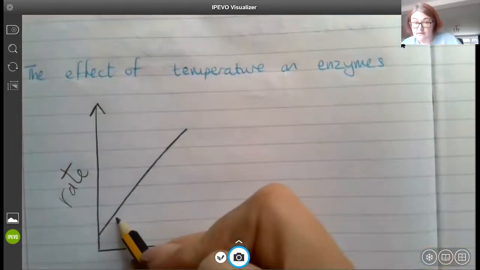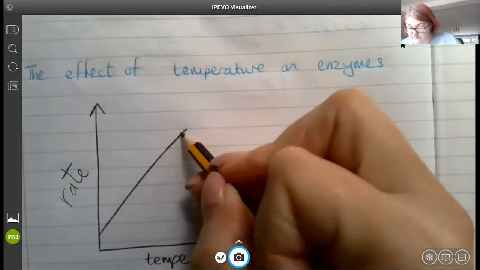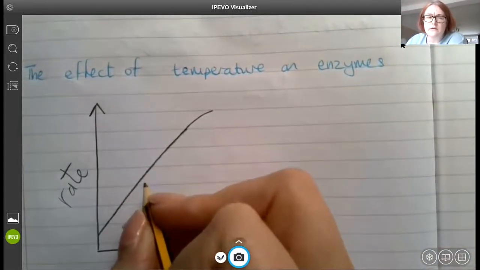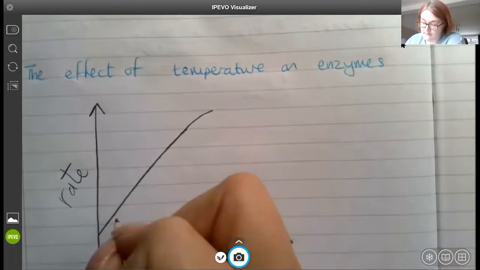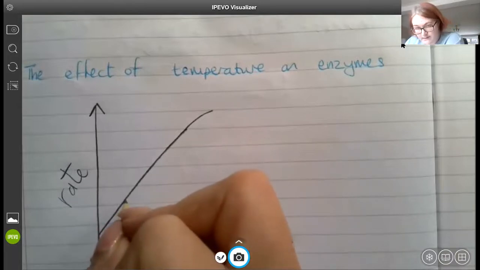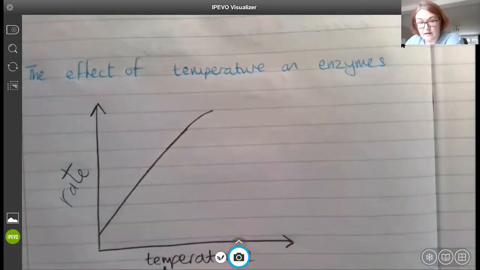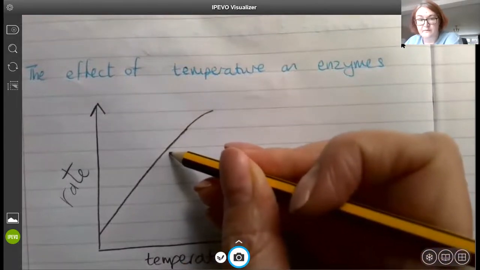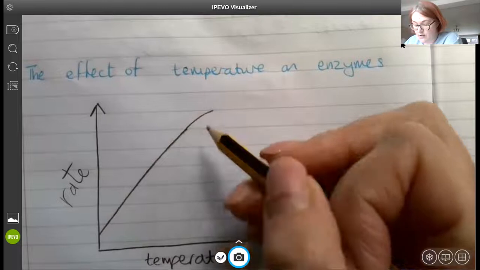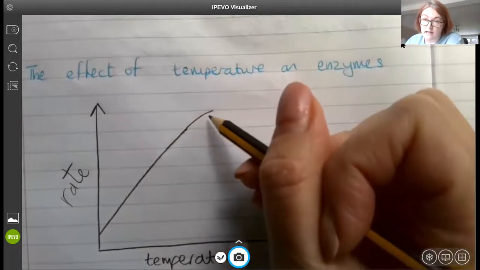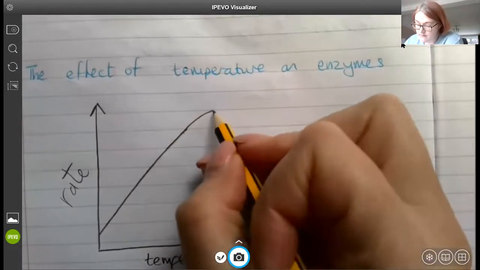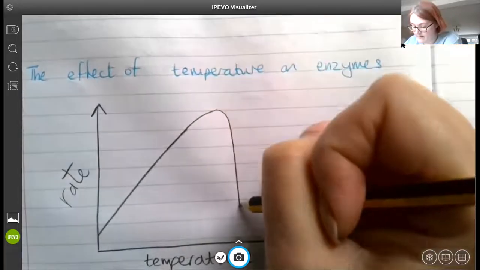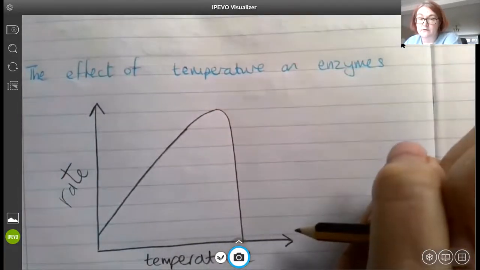As the temperature increases, the rate increases. And you can have a think to yourself, why is that happening? Think back to what you know about particles and collision theory. The particles are moving more, so they're more likely to bump into each other. As it gets hotter, the particles gain more energy, they move more, they bump into each other more, they're more likely to react. It gets even hotter, they've got even more energy, they're more likely to bump into each other. Until with temperature, with an enzyme, we reach a point where it really quickly drops off.